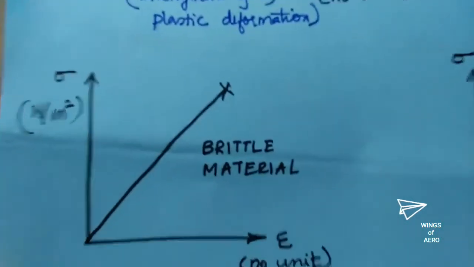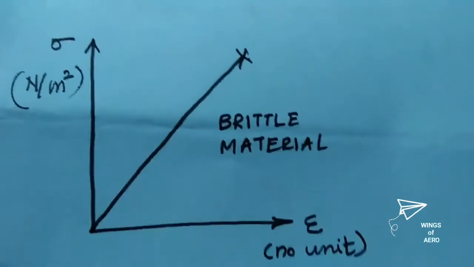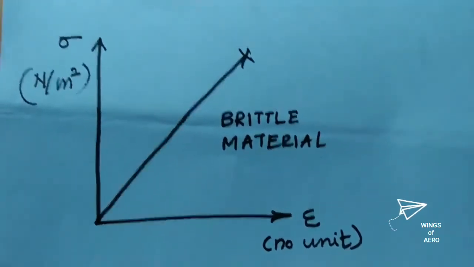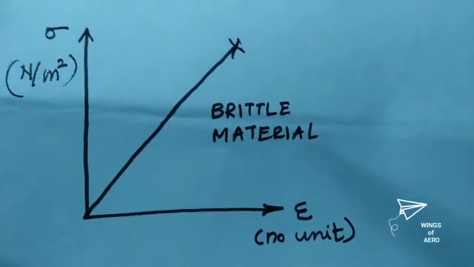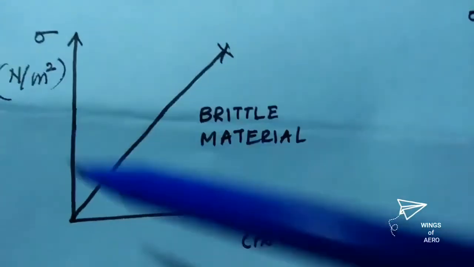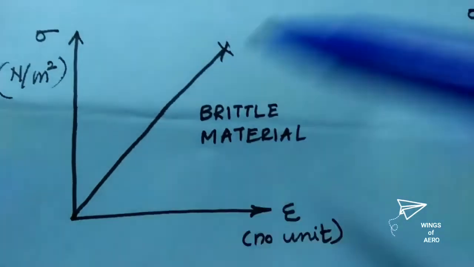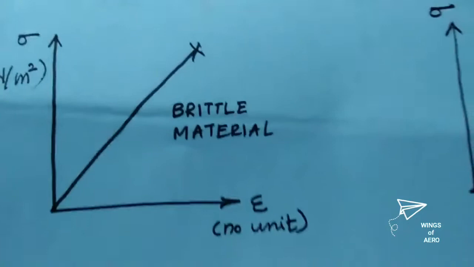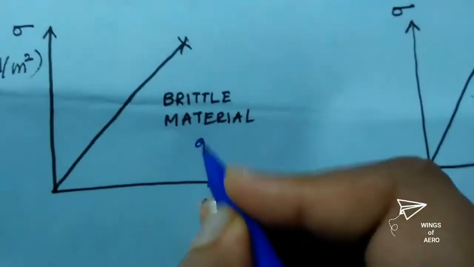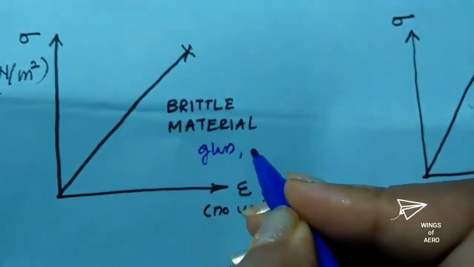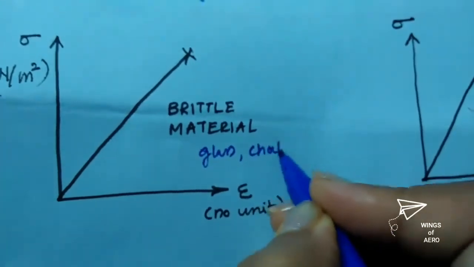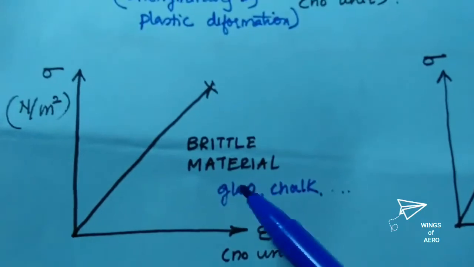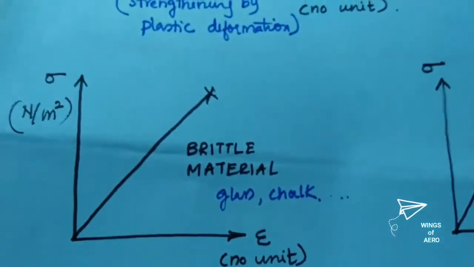Two of the patterns: that is how it looks for a brittle material. If it is a brittle material, when it is drawn with stress versus strain, you can see it's a perfectly linear curve, a straight line. Examples of brittle material are glass, chalk, etc. These are the properties of a brittle material.